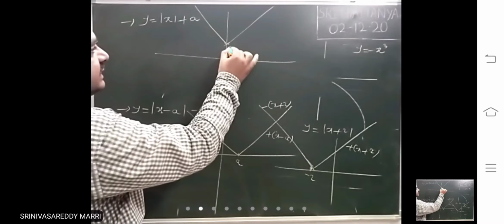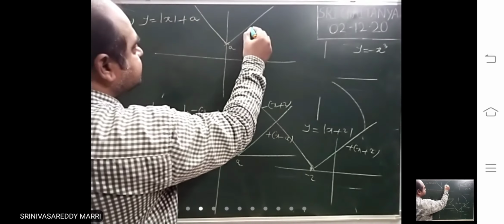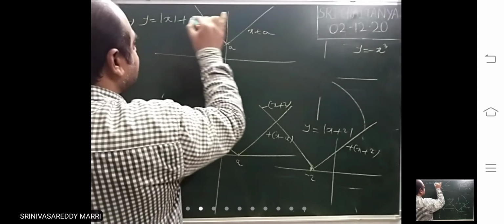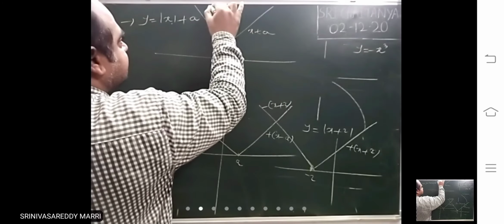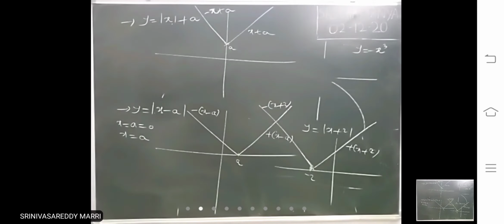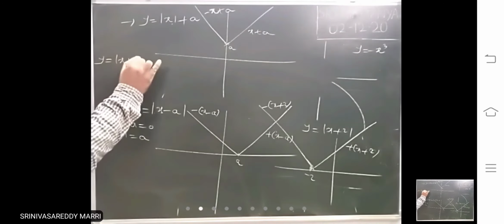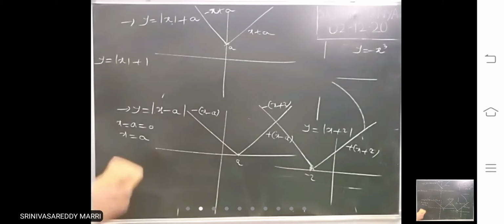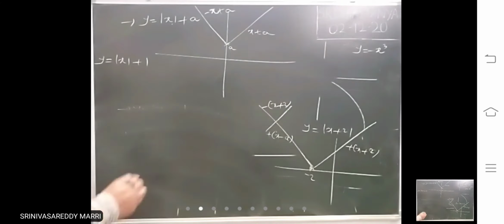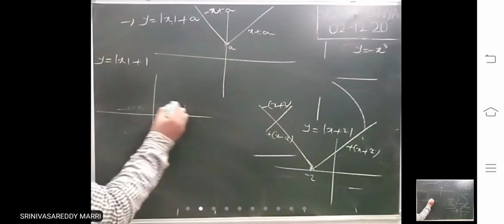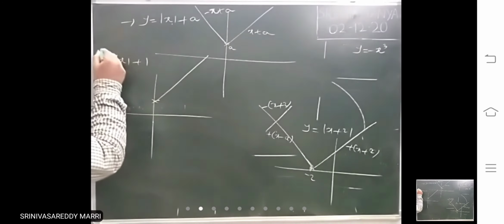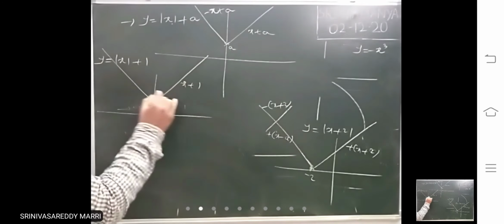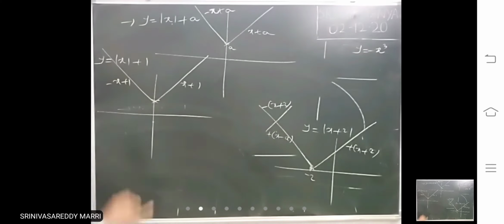So in this case, the right hand side is plus x plus A, and the left hand side is minus x plus A. So this is the one. Suppose you take an example, modulus x plus 1, let us say. Modulus x plus 1, the constant is on the y-axis, then V shape. So this is x plus 1, this is minus x plus 1, like that graph. So these are a few graphs you can remember.